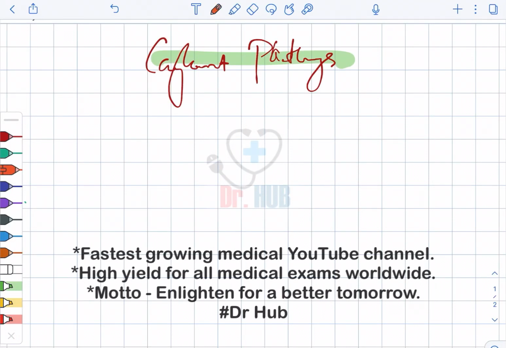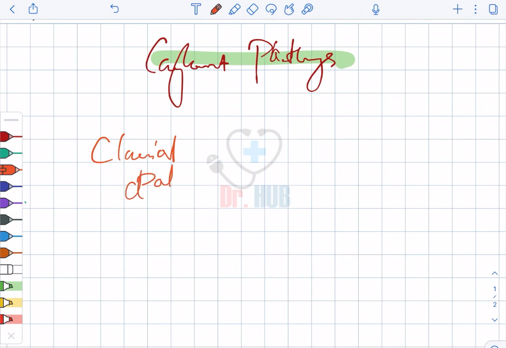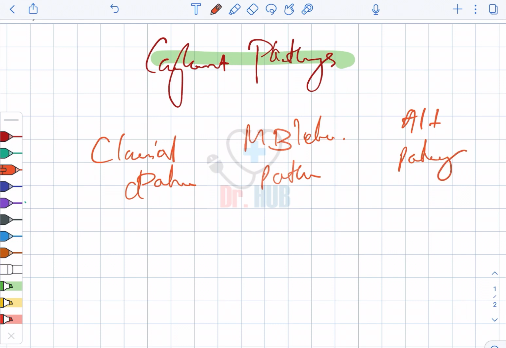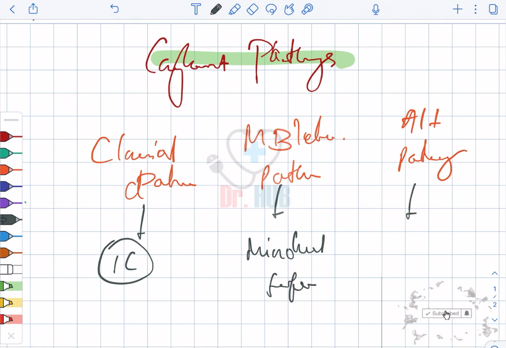We are looking at the complement pathways. Firstly there's the classical pathway, and then comes the MB lectin pathway, and then comes the alternative pathway. Here the classical pathway leads to the immune complex, the MB lectin pathway leads to the microbial surfaces, and the alternative pathway leads to the microbial surfaces.